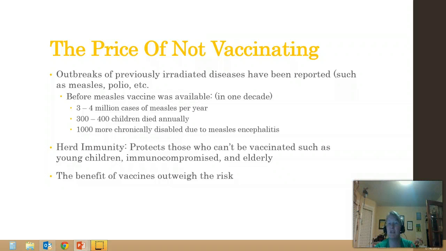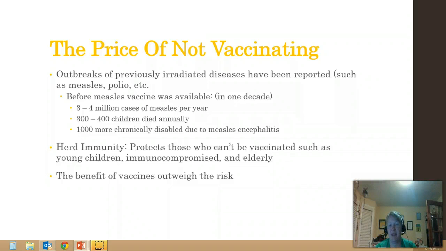And this is something that's used a lot in animal farming. They only vaccinate a certain percentage of the animals. And what this does for us is it protects young children, those that aren't old enough to be vaccinated. It protects the immunocompromised and it protects the elderly. All these people generally can't get vaccines.